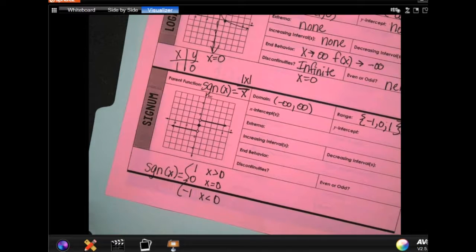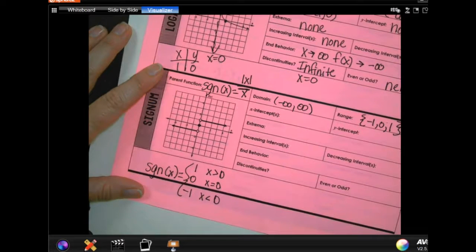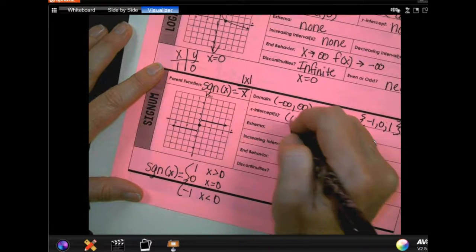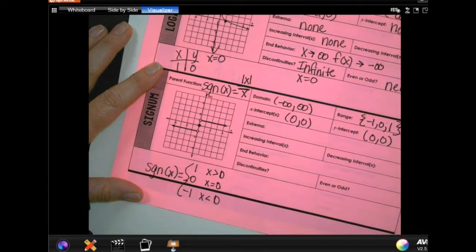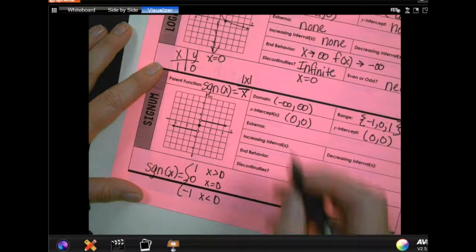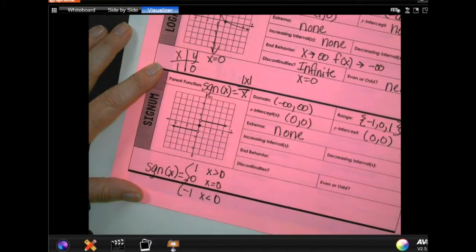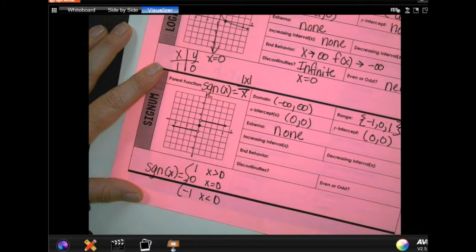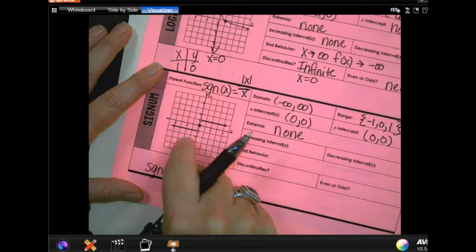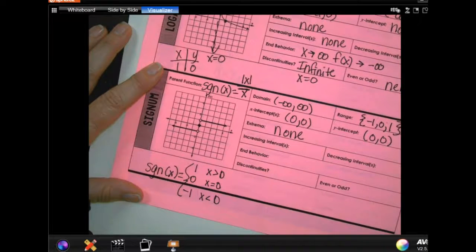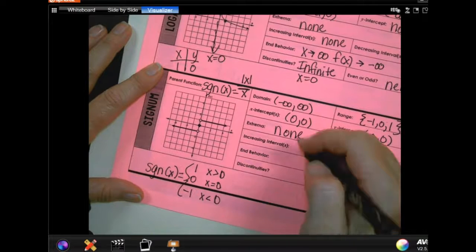Do I have an x-intercept? 0, 0, and that makes your y-intercept. Do I have any critical points? No. Do I have an increasing interval? Do I have a decreasing interval? What do we call these intervals? Does anybody remember? We haven't talked about it since I defined it. But they're constant, right? Because it's only one value, so it's constant. So these are none.